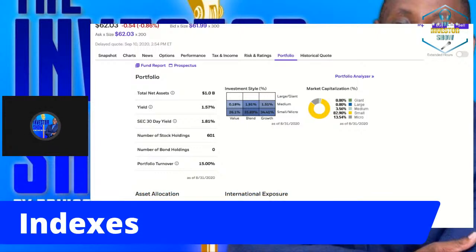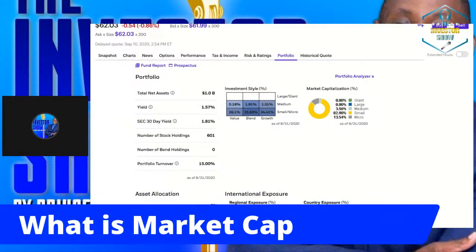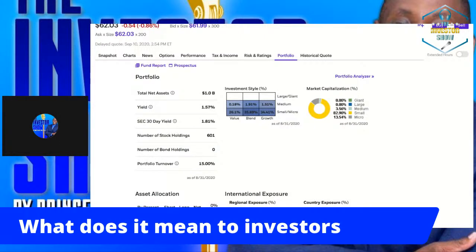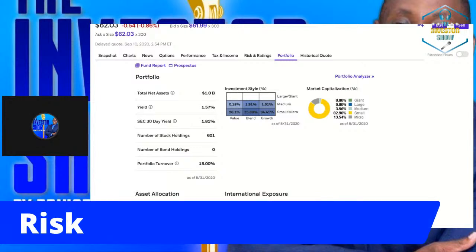But yes, ladies and gentlemen, we just went over what is the market cap. We talked about how to calculate it. We talked about what it means to investors. We talked about the risk that's associated, that you can calculate a company's risk by looking at the market cap. And we also talked about how you can invest into large cap, small cap, and mid cap by using the indexes.